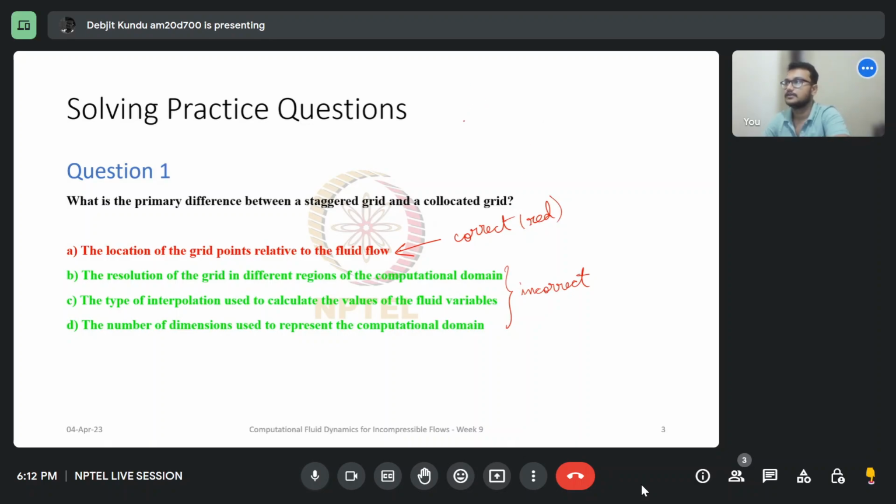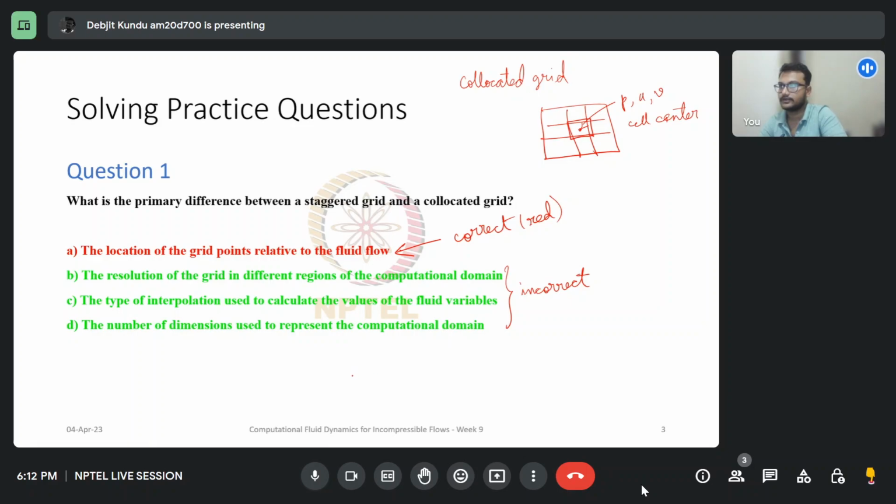So we saw that in a collocated grid, we had something like this. And let's say we consider this cell. If we focus on this cell, all the values, that is pressure, U, V, all these values are stored at the cell center. So this is how the collocated grid is.